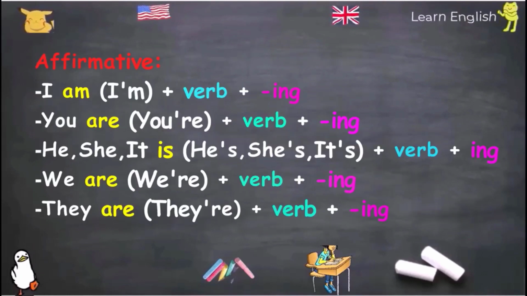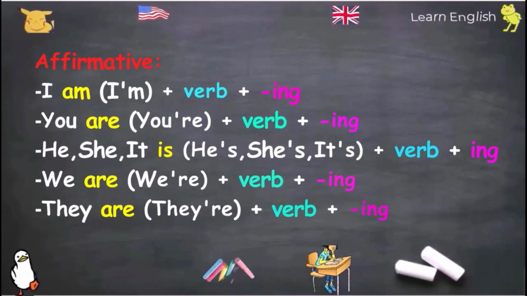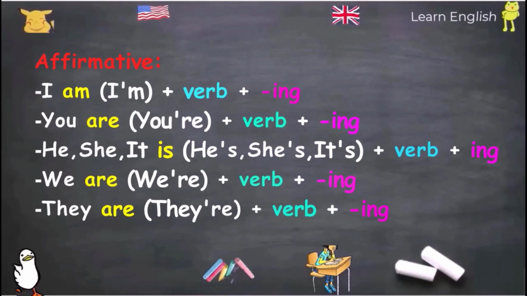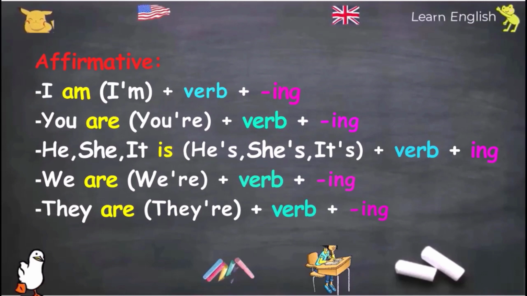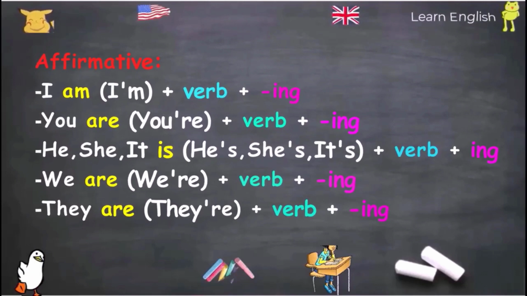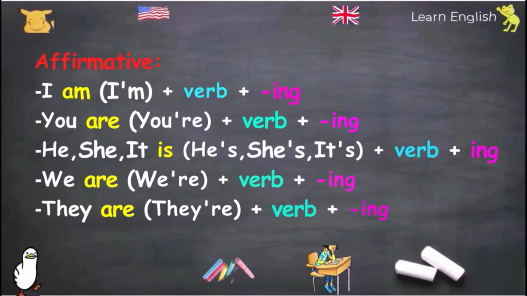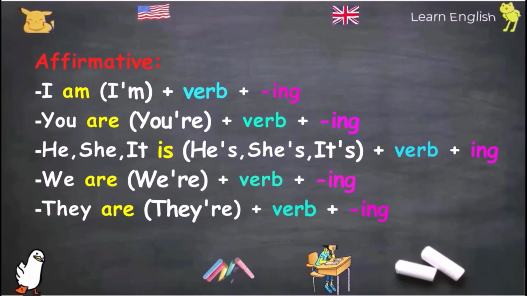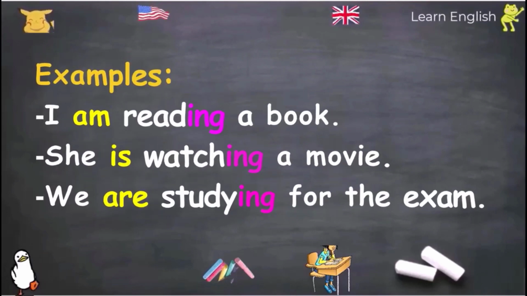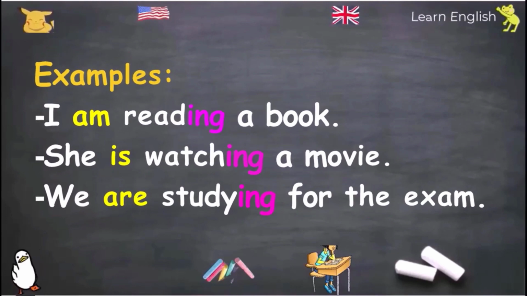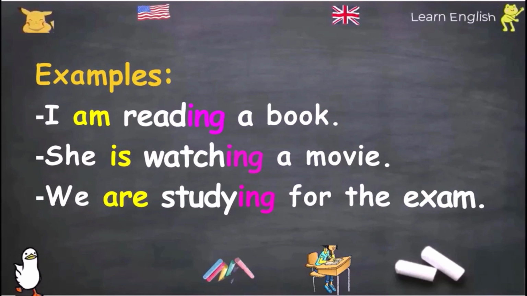Form. Affirmative: I am, plus verb, plus ing. You are, plus verb, plus ing. He, she, it, is, plus verb, plus ing. We are, plus verb, plus ing. They are, plus verb, plus ing. Examples: I am reading a book. She is watching a movie. We are studying for the exam.